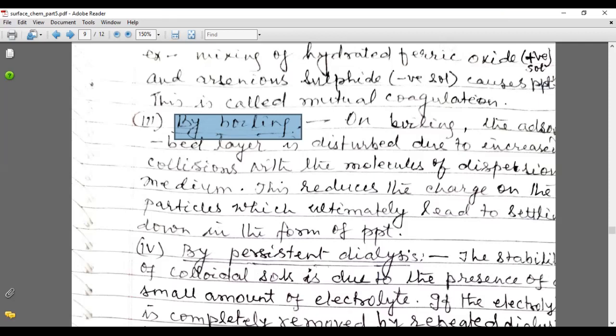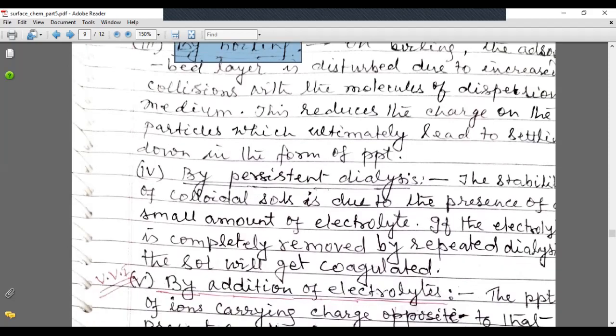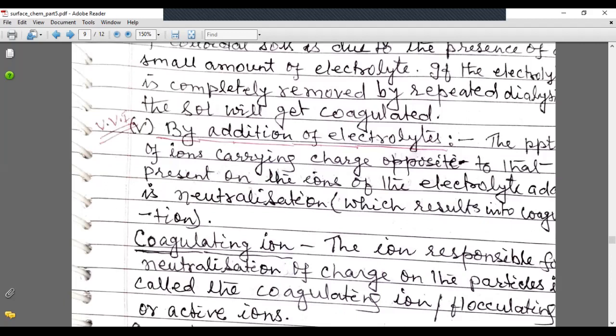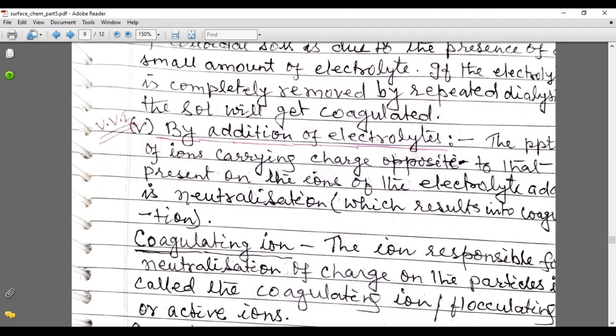Now the next way, which is highly important again for our board examination, is by addition of electrolytes. The ions of the electrolyte added that carry charge opposite to that on the colloidal particles neutralize it, which results in coagulation. Coagulating ion: the ion responsible for neutralization of charge on the particle is called the coagulating ion.